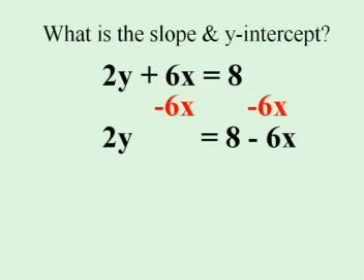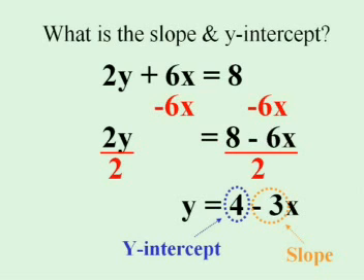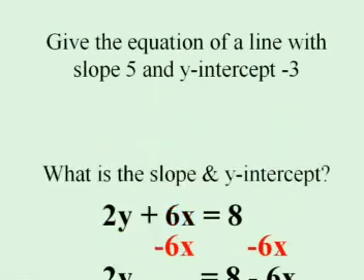And on the left side, I still have to get rid of that 2 that's multiplying the y, so I'll divide both sides, everybody on both sides, and I'll get y equals 4 minus 3x. Now it's easy. The slope is the number in front of x, minus 3, and the y-intercept is the other number, 4. Got it? Well, let's work backwards.